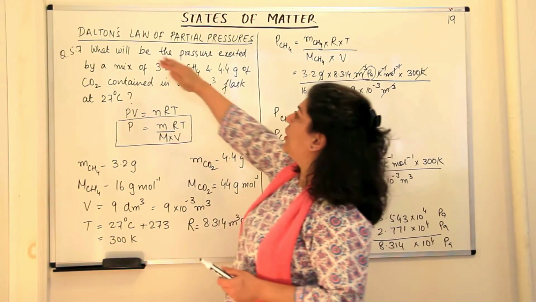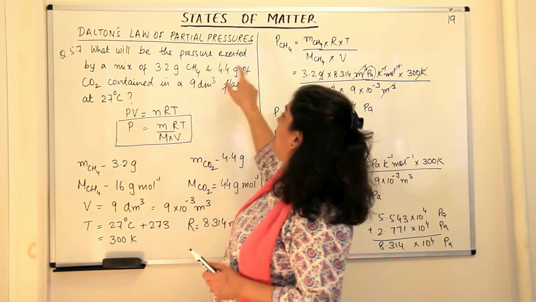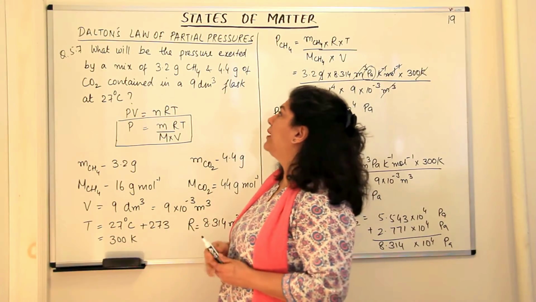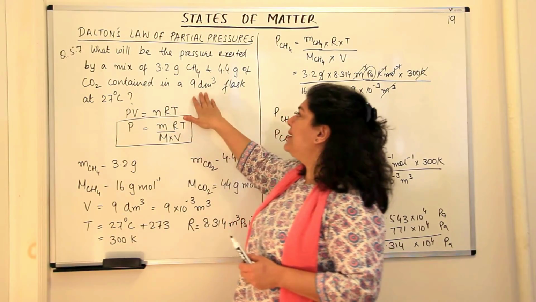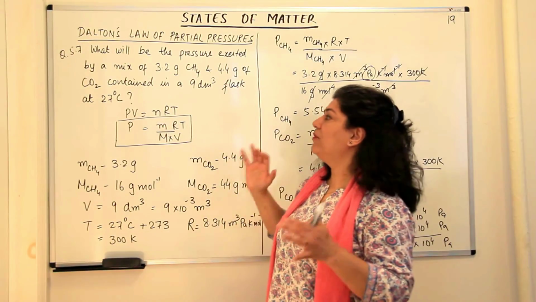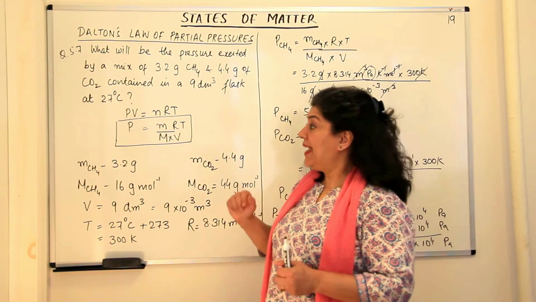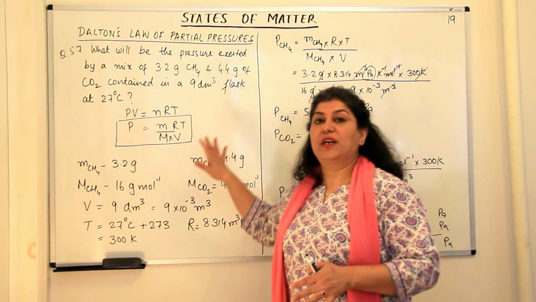What was the question? What will be the pressure exerted by a mixture of 3.2 grams of methane and 4.4 grams of carbon dioxide contained in a 9 decimeter cube flask at 27 degrees Celsius? So we have found out the total pressure using the ideal gas equation and Dalton's law of partial pressures.